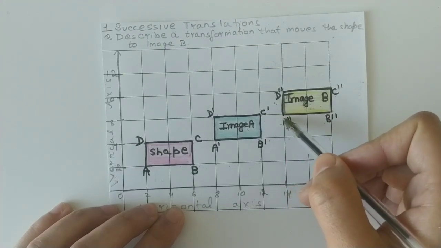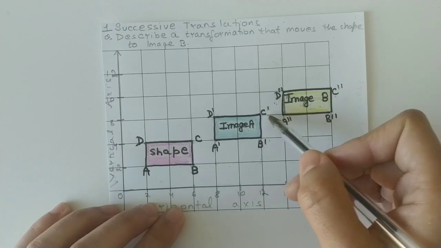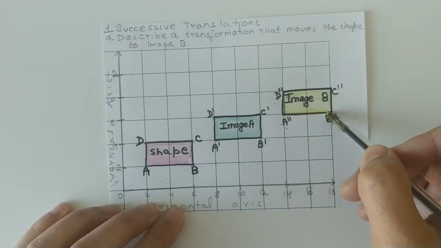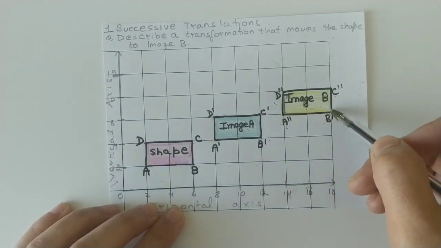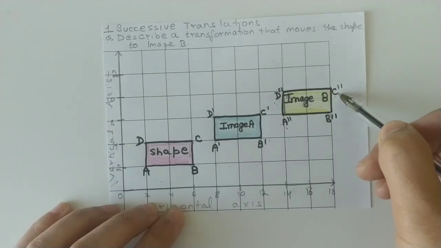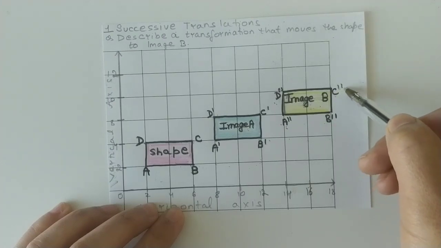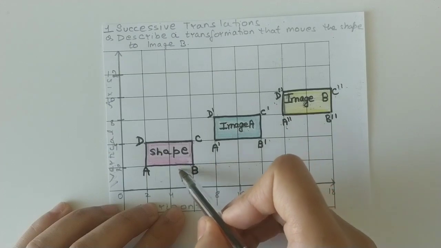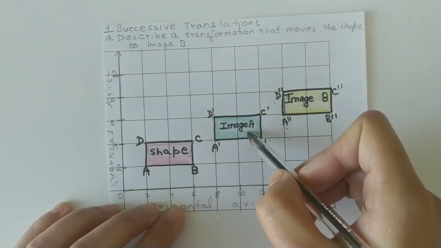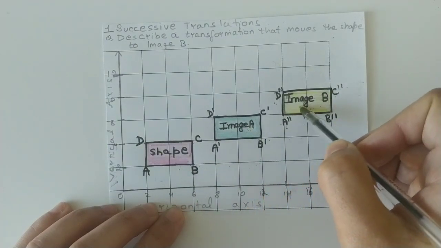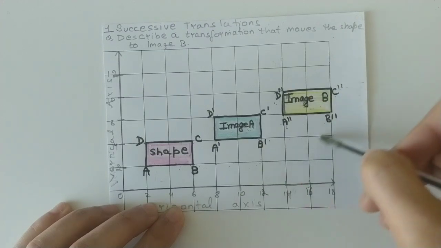And again, in the second translation, it should move 3 squares right and 1 square up to make it C double dash or C double prime. So this is the shape, this is the first image, image A, and this is image B after the second translation.